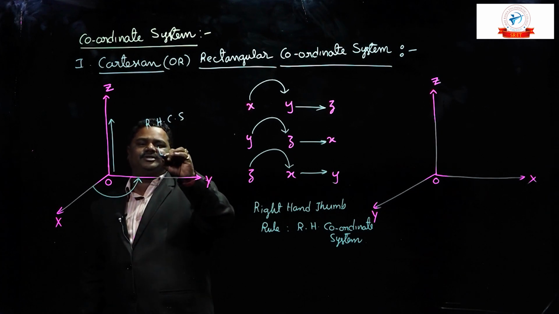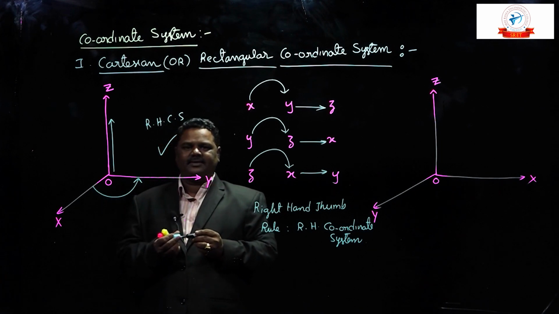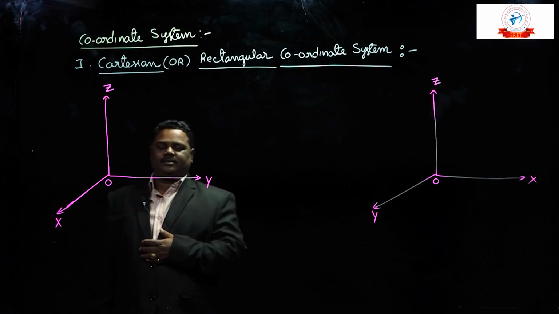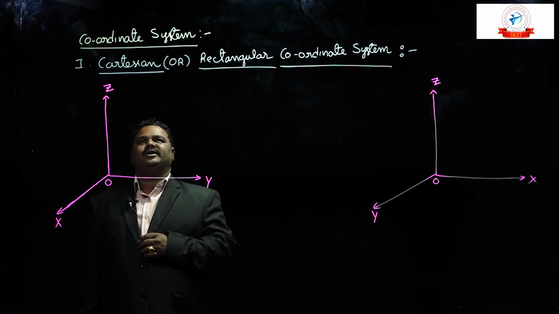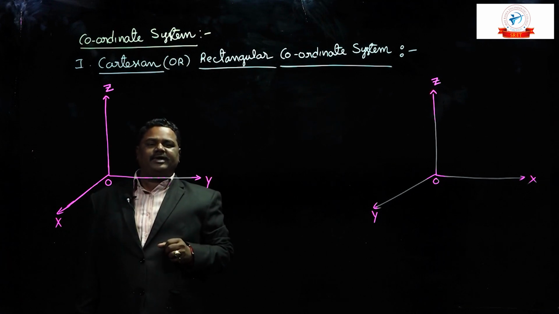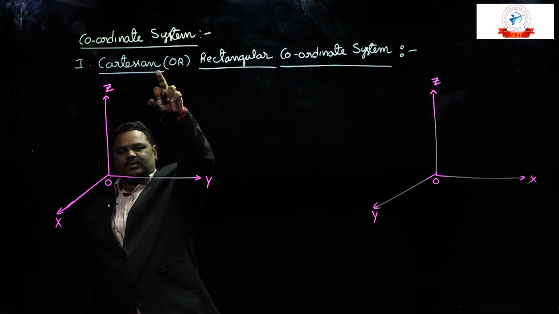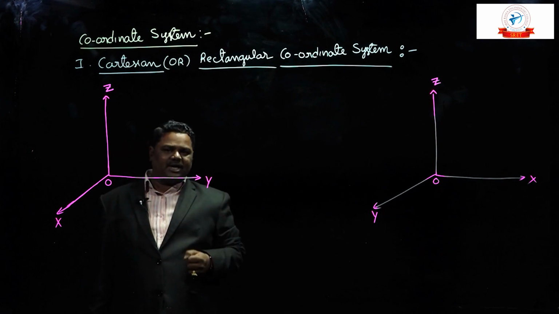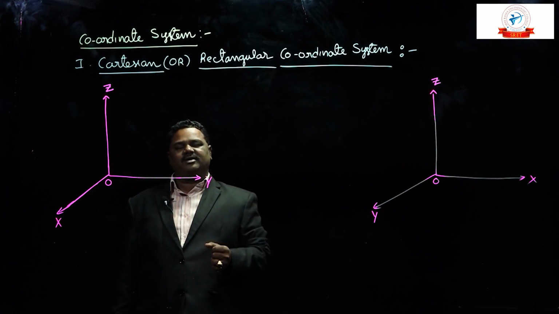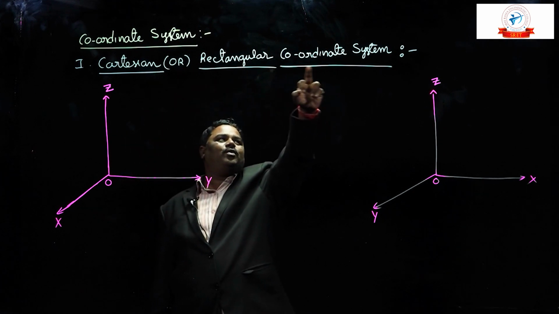Right-handed coordinate system, which is a valid coordinate system. Okay. So earlier, in the previous lectures, we have studied vector calculus. Now let us study the coordinate system. Here we need to understand three types of coordinate system. One is called the Cartesian coordinate system, another is the cylindrical coordinate system, and the last one is the spherical coordinate system. Let us start with the first one, the Cartesian coordinate system or rectangular coordinate system.